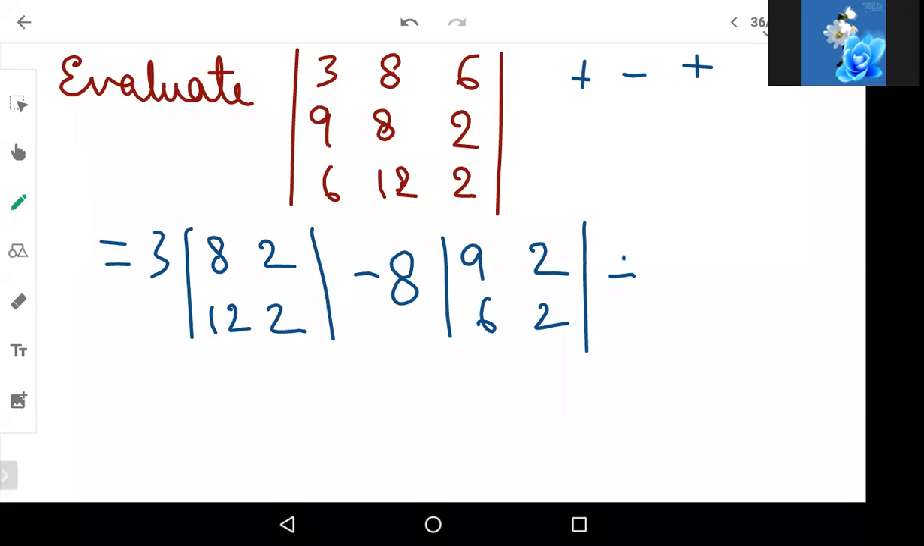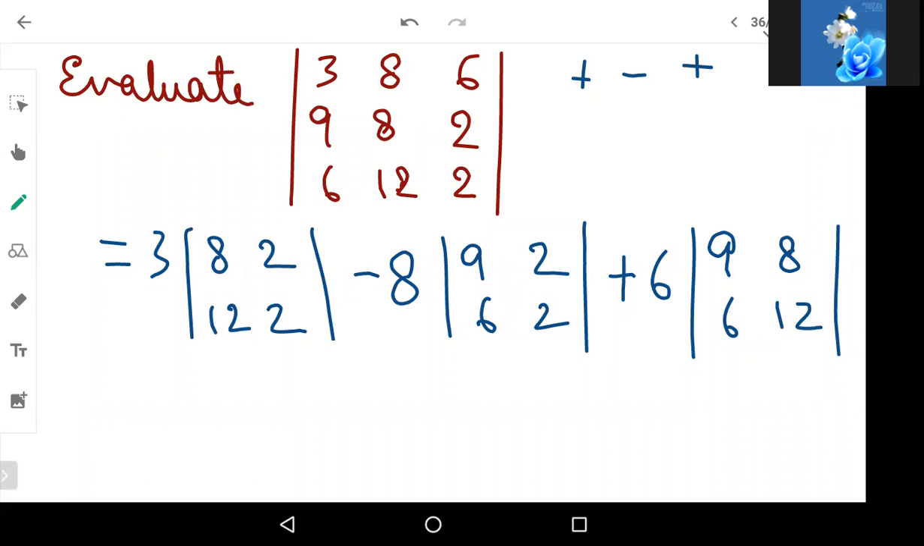Now the third element, again plus. I'll take 6. Okay, now tell me what the matrix elements are. I've taken plus 6. 9, 8, 6, 12. Okay, good. So these are the elements. Very good. Now solve this. Solve all the 2 into 2 matrices.